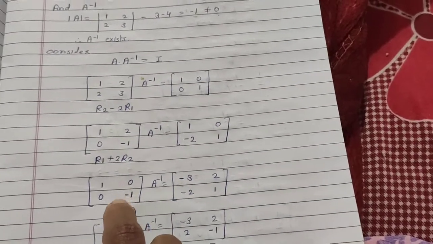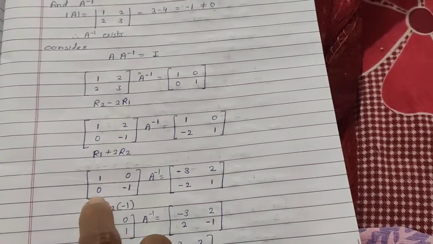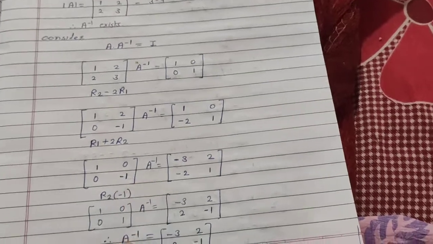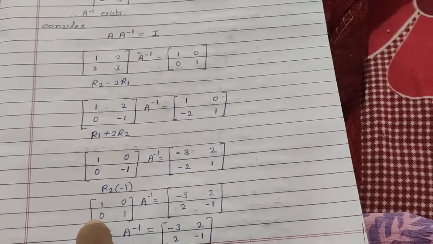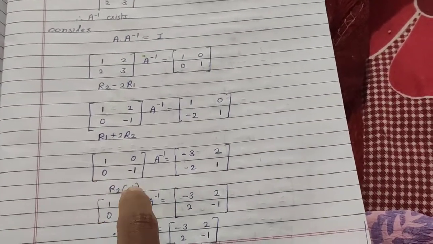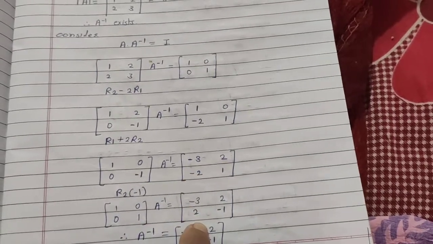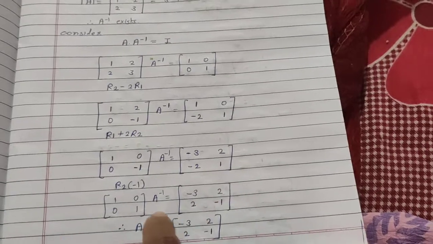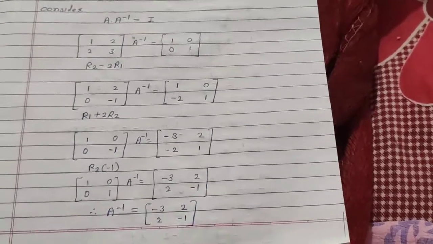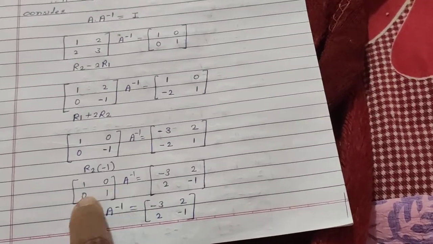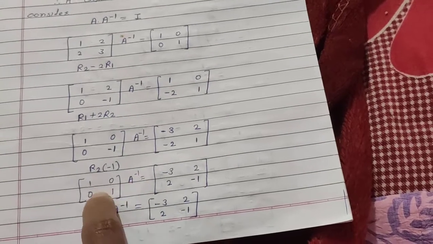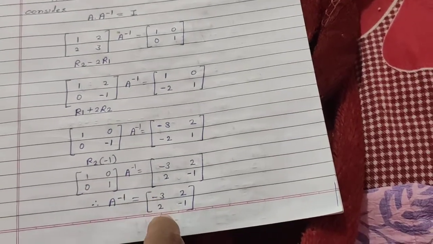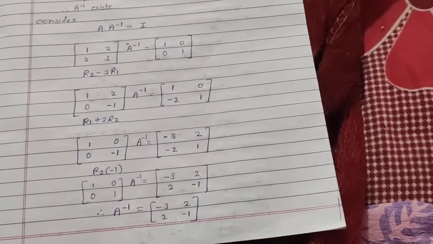Again this value is minus 1, therefore multiply R2 by minus 1: 0 multiplied by minus 1 means 0, here plus 1, here we get plus 2, and here minus 1 multiplied in second row, therefore the value changes sign. Therefore, this is the identity matrix, and A inverse is equal to minus 3, 2, 2, minus 1.